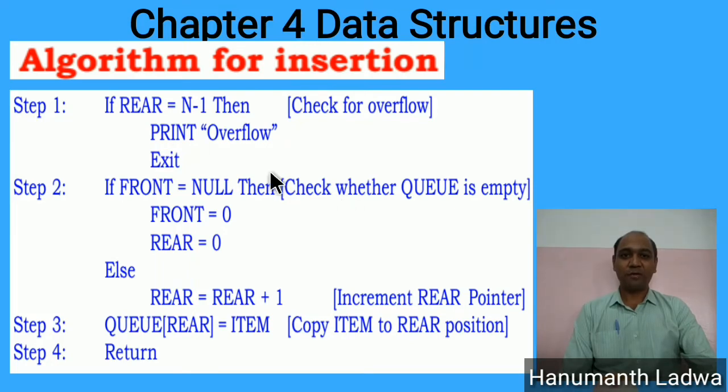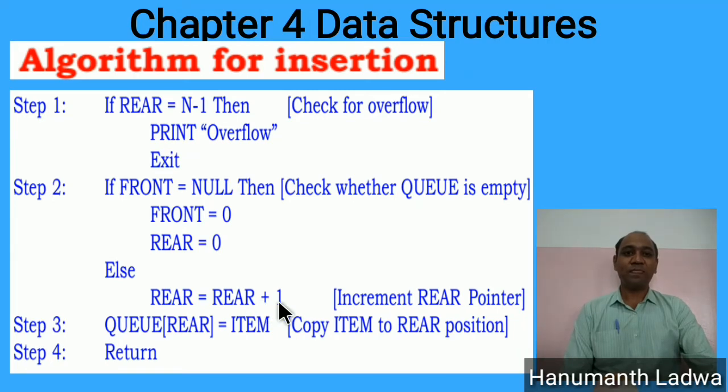Step 1, if rear is equal to n minus 1, then queue is full, that is overflow. Here we will be able to print overflow, exit. Step 2, if front is equal to null, then front is equal to 0, rear is equal to 0. This indicates that it is null only, it is not 0, it is minus 1. In programming language we will write it as minus 1, that indicates null value. If this is not true, then else rear is equal to rear plus 1.